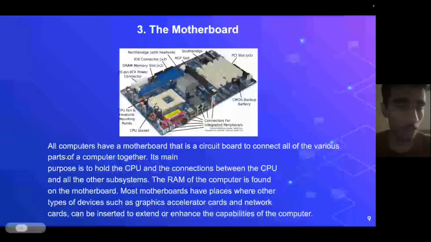Third is the motherboard. All computers have a motherboard, which is a circuit board that connects all the various parts of the computer together. Its main purpose is to hold the CPU and provide connections between the CPU and all other subsystems. The RAM of the computer is found on the motherboard. Most motherboards have places where other types of devices, such as graphics cards, accelerator cards, and network cards, can be inserted to extend or enhance the capabilities of the computer.